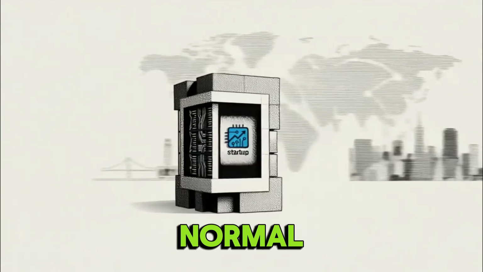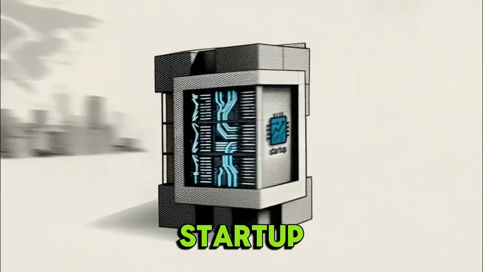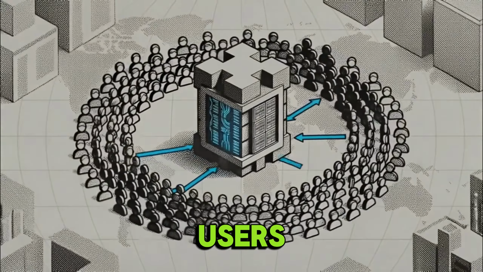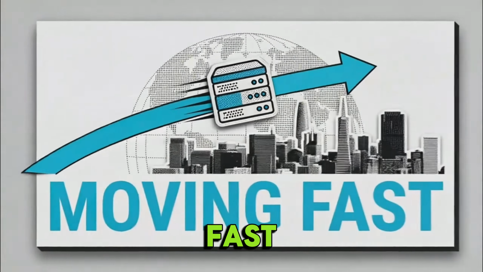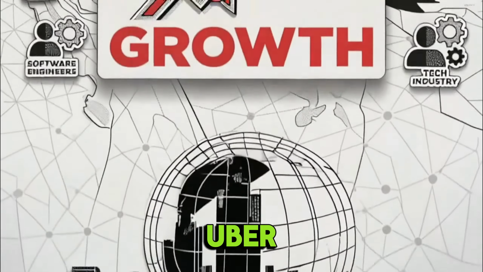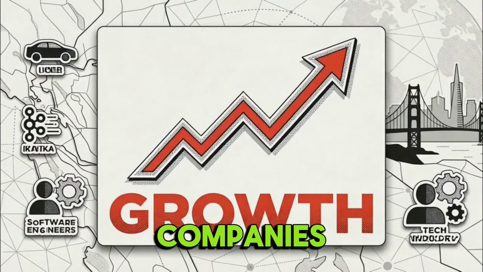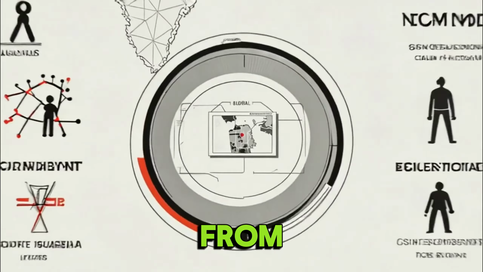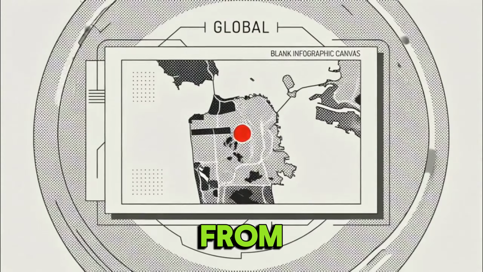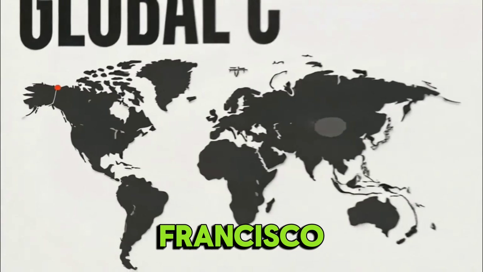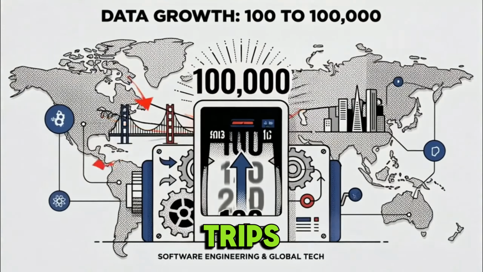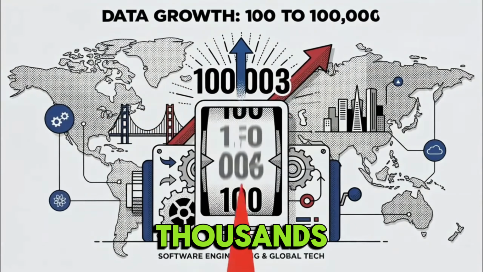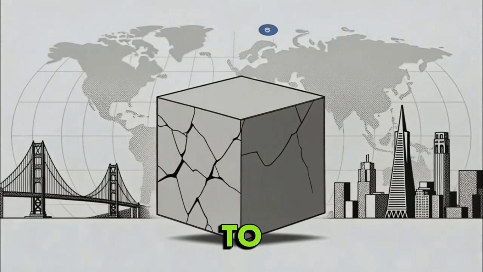This is completely normal and completely reasonable for a startup. When you have 1,000 users, you do not need distributed systems. You need to ship features fast and iterate quickly. But Uber grew at a rate that very few companies in history have experienced. From 2010 to 2015, they went from a small pilot in San Francisco to hundreds of cities across the globe. The number of concurrent trips went from hundreds to hundreds of thousands, and the monolith started to break.